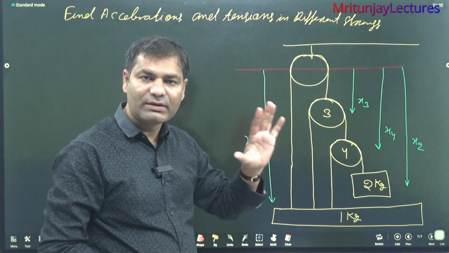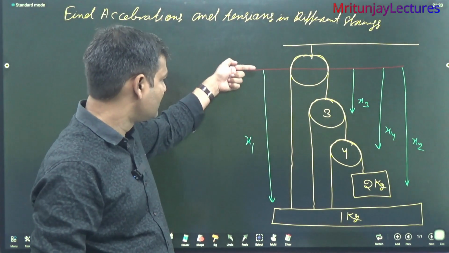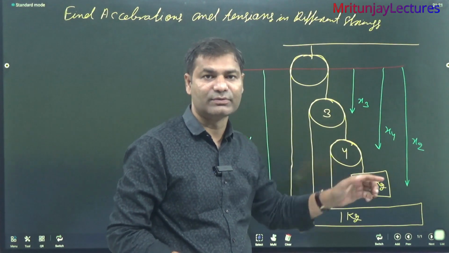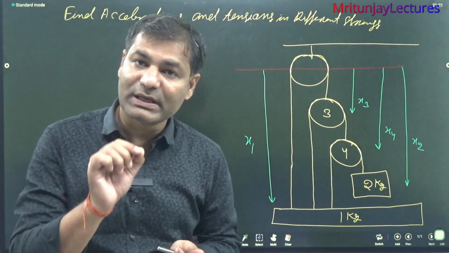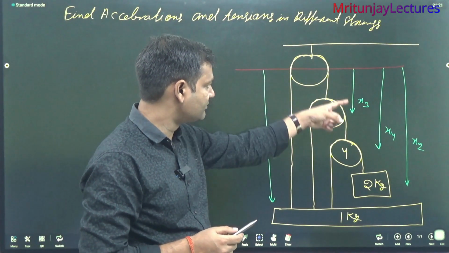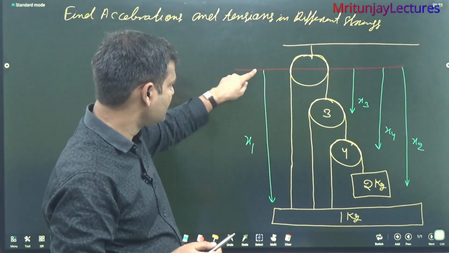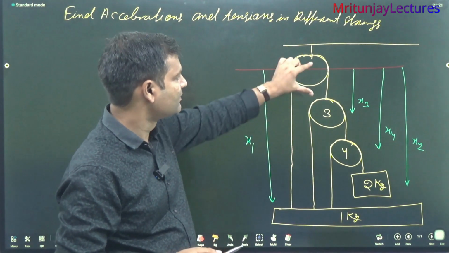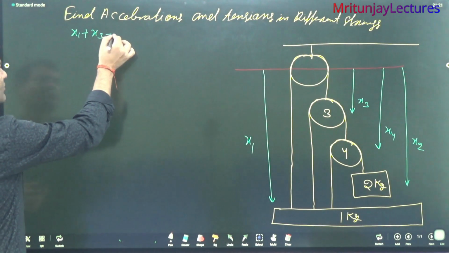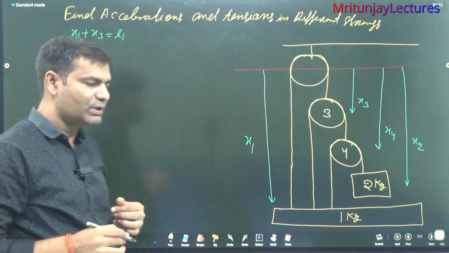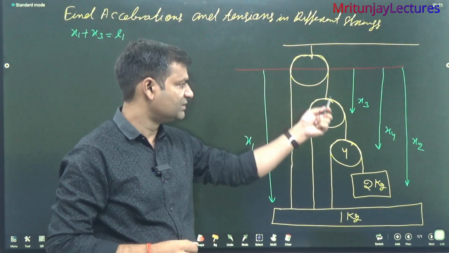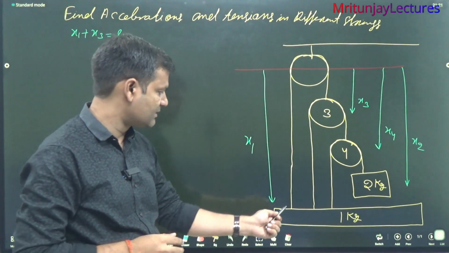Clear or not? There are 4 movable parts. That's why from the fixed point to x1, from the fixed point to here x2, here x3 and here x4. Our next target is to determine the length of the string. That is string number 1. What about the length? Here x1 plus x3. You can say that x1 plus x3 will equal the length L1, the string length, for this string.